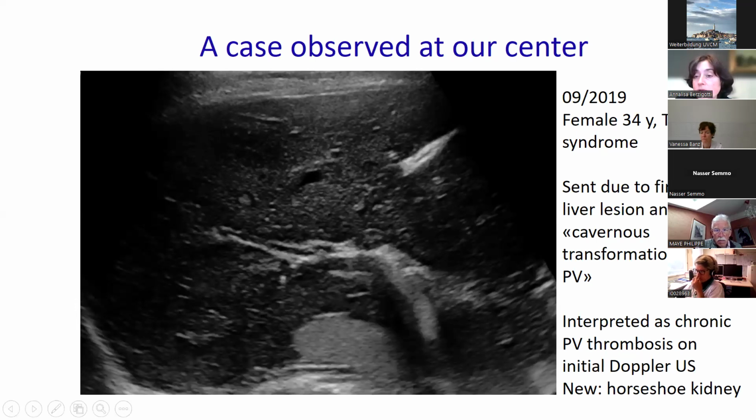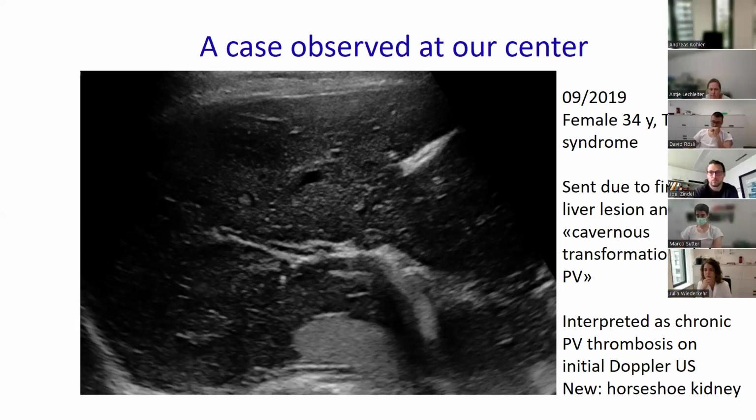This is a case I wanted to show you because it's a case of our own, observed in our center. It was in September 2019. It was a female patient, and remind what we said before about prevalence. So, female patient, 34, Turner syndrome. She was sent to us because she was found to have a liver lesion or multiple liver lesions with cavernous transformation of the portal vein. This is what was said to us. And also in our first ultrasound, this was interpreted as a chronic portal vein thrombosis.